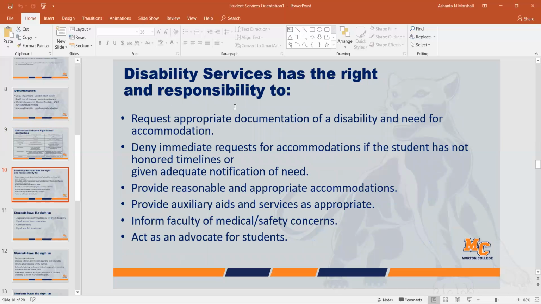Okay, so disability services, these are just kind of some of the ground rules that we have. We have the right and responsibility to request appropriate documentation from a student, and to deny immediate requests for accommodation if the student has not honored our timelines. So if you're coming in today and let's say you need accommodations for tomorrow and we're not able to get all of your paperwork, we may have to deny that until we can get everything in order. Of course, I'm always going to try to work with the student initially to get you everything that you need, but it's very important to try to follow the timelines if possible.